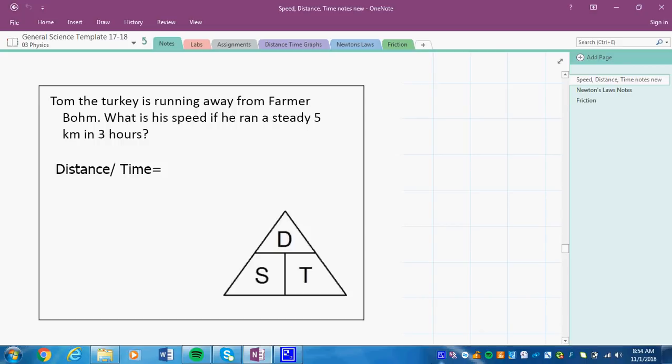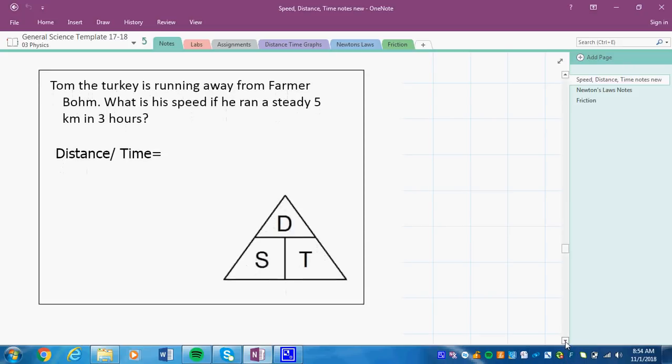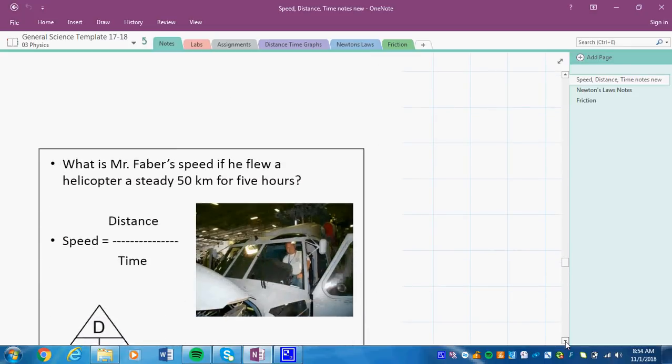So he ran 5 kilometers. So we're finding out speed. So we'll put our thumb over the S. We have D, in this case, D is 5 kilometers. D, so we take 5. And our time is 3 hours. Time, D divided by time, or 5 divided by 3. And Tom the turkey is running at a whopping 1.6 kilometers per hour. Pretty straightforward. Now, what I've done here is I've got a couple problems here.